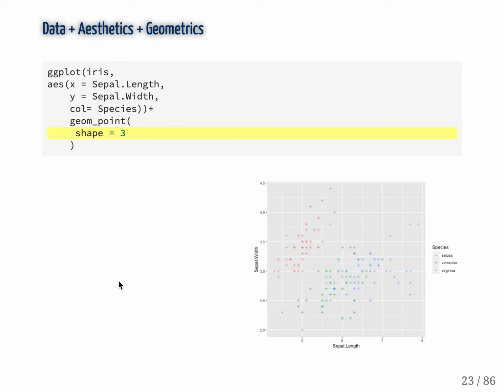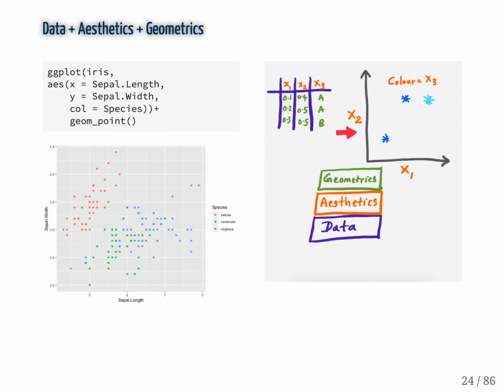As we did before, if you want to define a shape for all the points, you can pass shape 3 or shape 8, any number, inside geom point. So this visual diagram summarizes what we did in the second illustration. Now we mapped three variables: one for x, one for y, and the other one for the color. So x1, x2, and color x3.